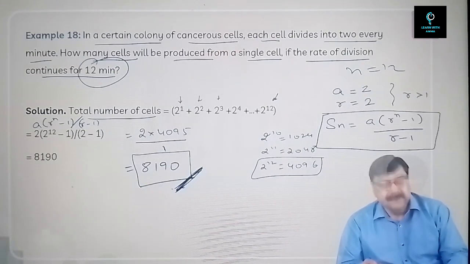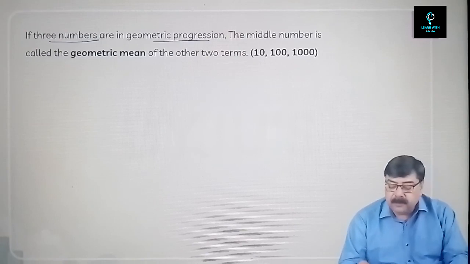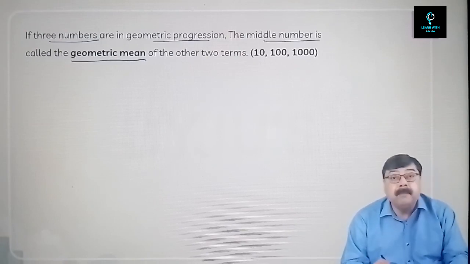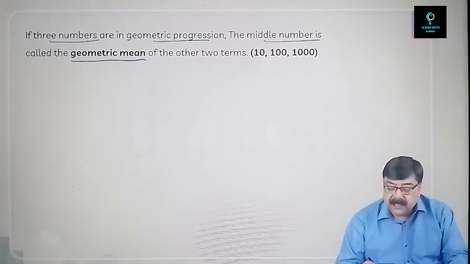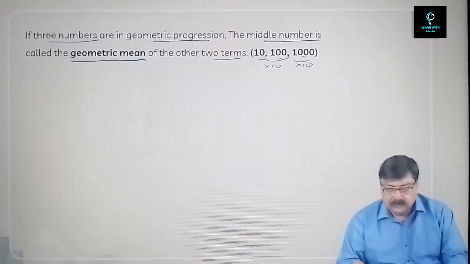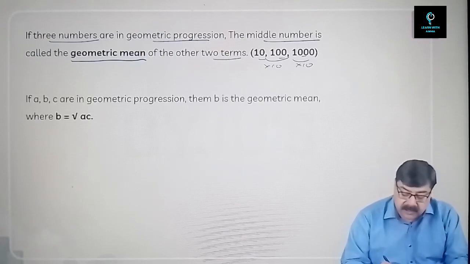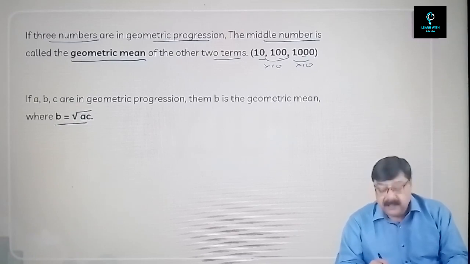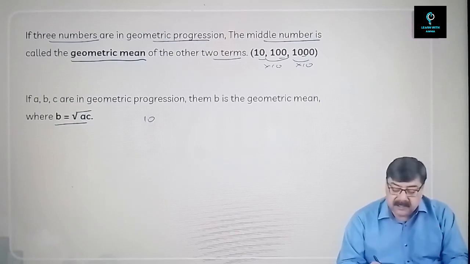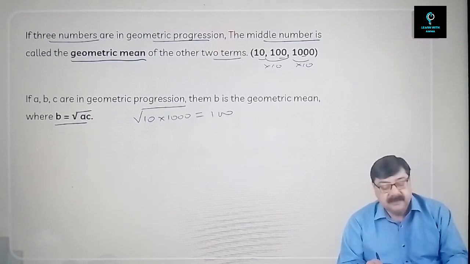That's quite a lot. Now if 3 numbers are in geometric progression, the middle number is called the geometric mean of the other 2 terms. 10, 100 and 1000, like into 10, into 10. And that can be found out using the formula B is equal to square root of AC. So here A is 10, C is 1000. We take the square root, we get 100.